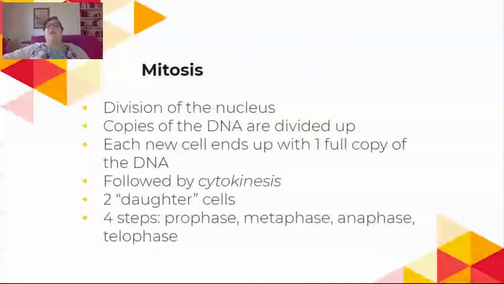And at the end of this process, the cell undergoes what we call cytokinesis, meaning it splits in half. So you started with one parent cell and end up with two identical daughter cells. Mitosis happens in 4 steps. So I'm going to take you through what happens in each of those steps.